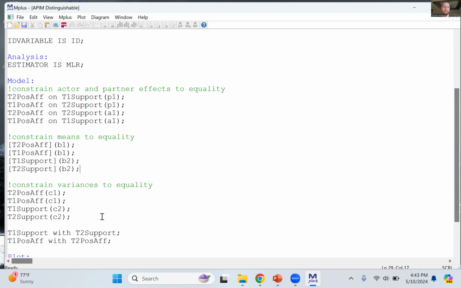And so also with indistinguishable dyads, something that you don't necessarily do with distinguishable dyads is you constrain the means to equality. So we will constrain the means, or they're called intercepts as well. So you will see both in the Mplus output. So for twin one, their mean on positive affect is constrained to be equal to twin two's mean score on positive affect, just as twin one and twin two's levels of support are constrained to equality. All right. And so brackets in Mplus indicate a mean.